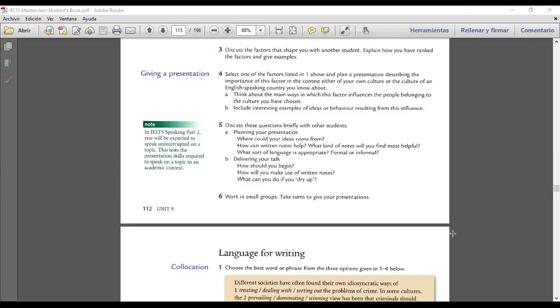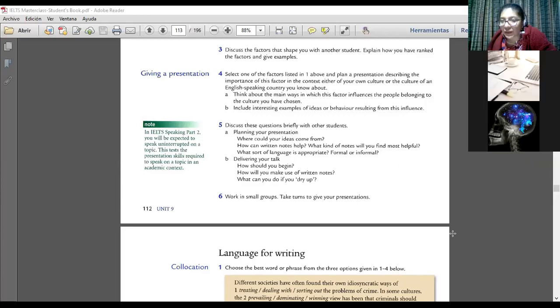Mr. Ruben, you were waiting. So the first question is for you. It says, planning your presentation. Don't worry about that. You can write notes. What kind of notes, how should you begin, what do you need to write notes, what can you do if you dry up. So I'm going to ask you some questions briefly on any topic. Yeah, all of you talked about this, but now it's the practice, right? So the main topic, Mr. Ruben, are you here, Mr. Ruben?